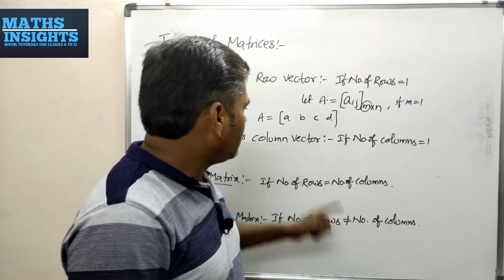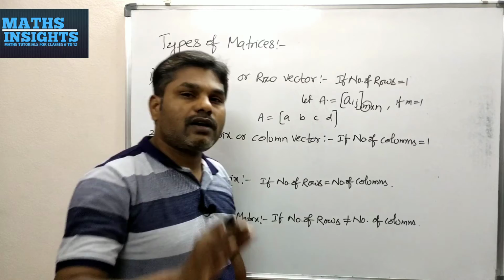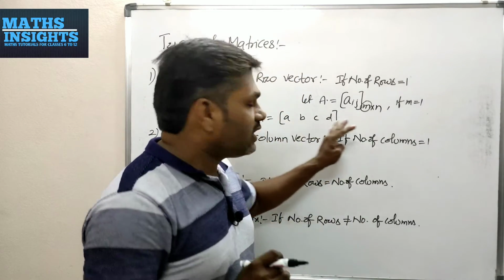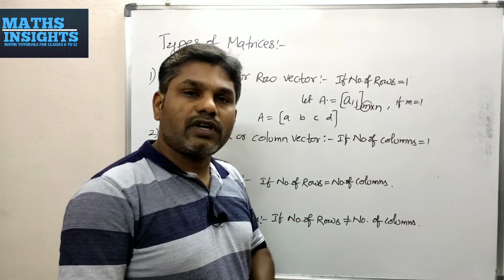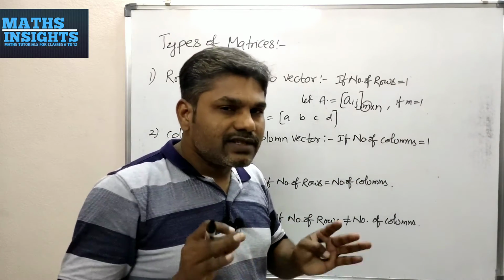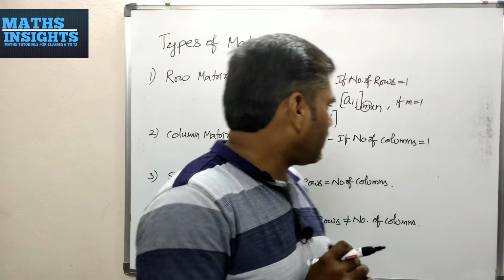Whatever the number of columns, you should not place a comma between the elements of the matrix. This is very important. You should not put any comma or full stop, whatever it may be. Matrix will not represent any value. It is just an arrangement. Keep in your mind.